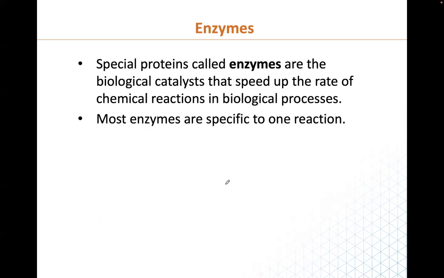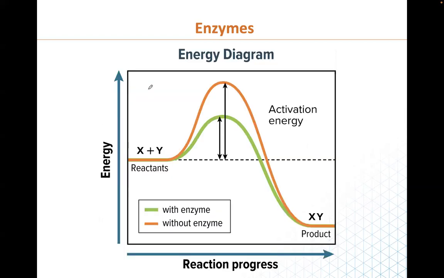Special proteins are called enzymes. They are biological catalysts and they help to speed up the rate of chemical reactions. Most enzymes are specific in the reaction. So this is an example of a reaction where you have a reactant, and this is a reaction with an enzyme, which is enzymatic. You can see the activation energy is made lower and the product is got faster compared to this. So this is what the enzyme does.